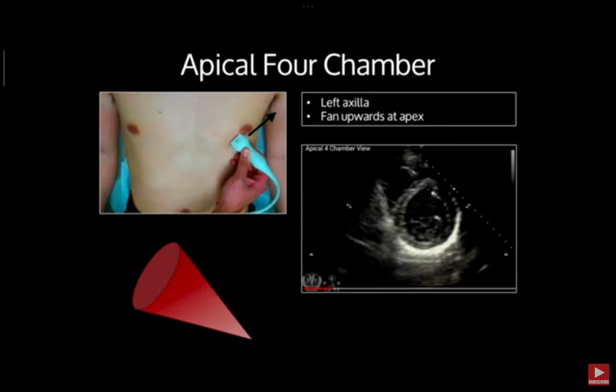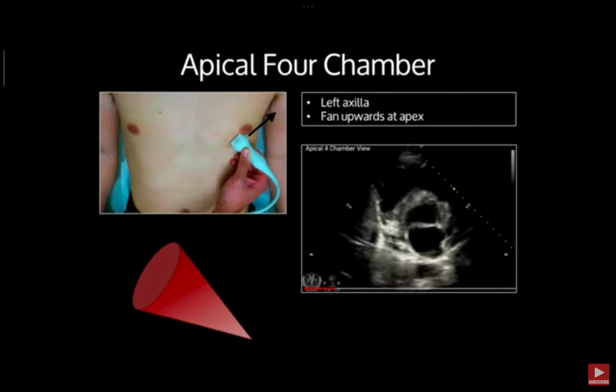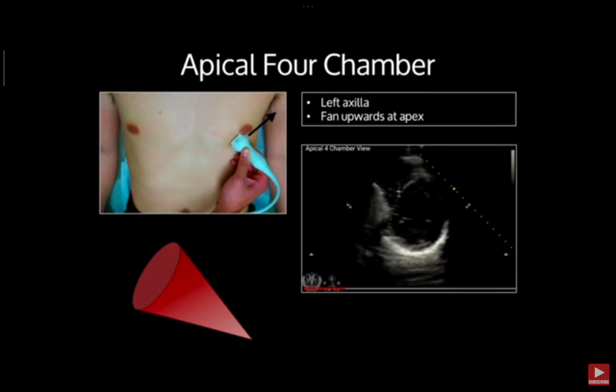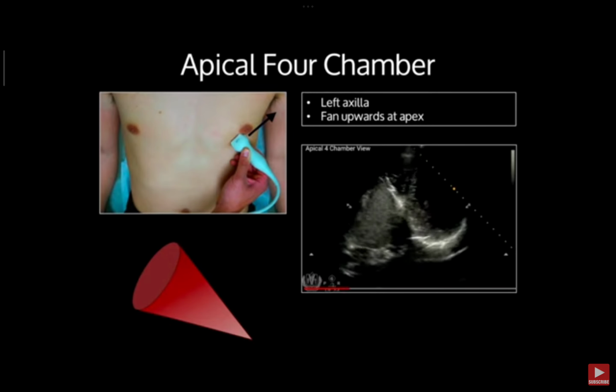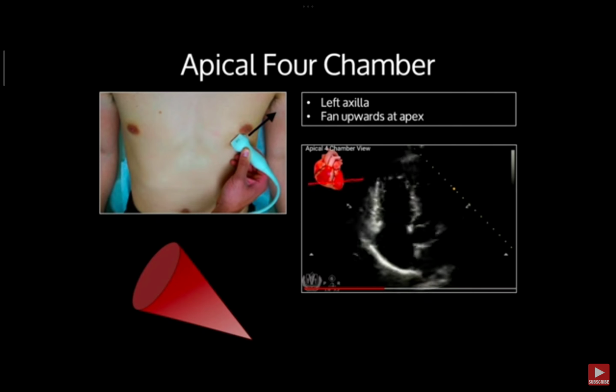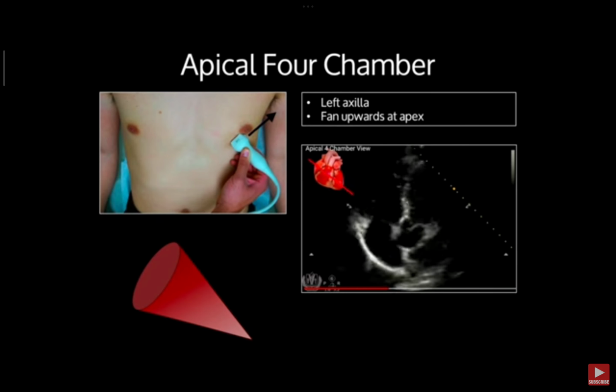Now we will talk about the apical four-chamber view. Make sure the probe indicator is pointing towards the patient's left axilla, and from the parasternal short axis view, slide down towards the apex until you see the chamber size getting smaller and smaller. Then, when you get to the apex, or when you see the chamber size getting smaller, fan up towards the patient's head. The probe at this point should be at the point of maximal impulse.